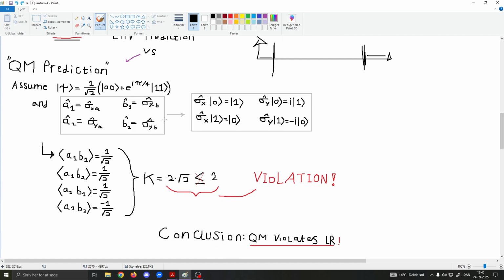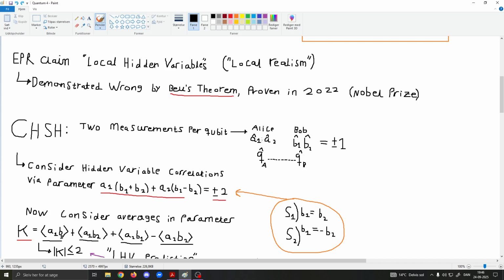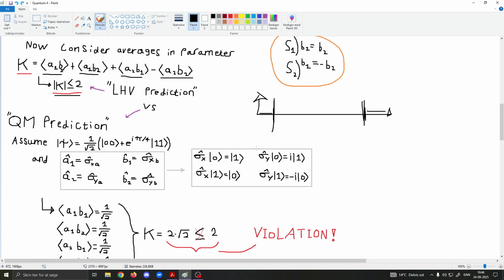Now, if we make some concrete potential examples of what these operators could be in a quantum mechanical sense, we could, for example, assign Alice's potential ones to be that she measures her qubit either in sigma x or sigma y, and Bob's could be in sigma x and sigma y as well.